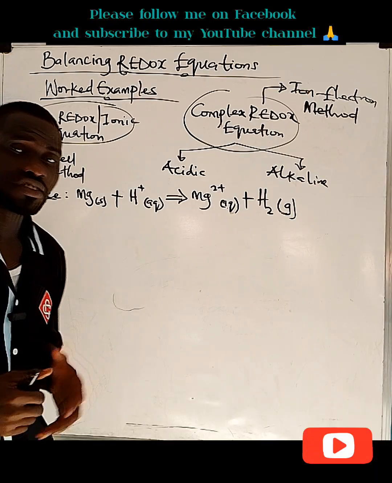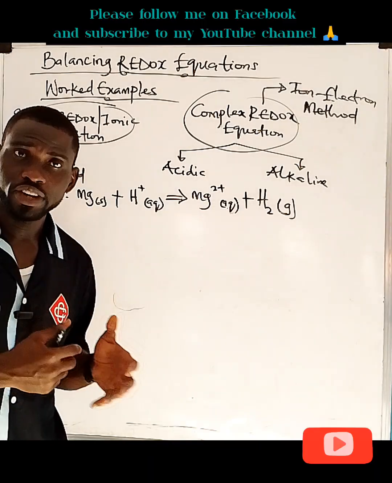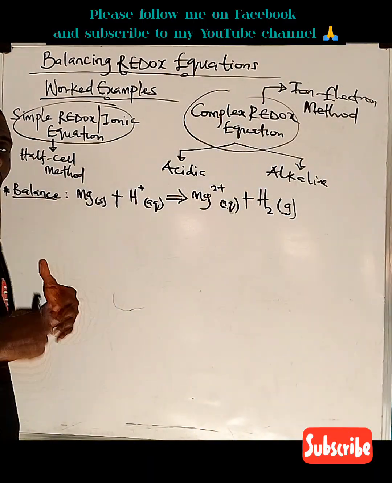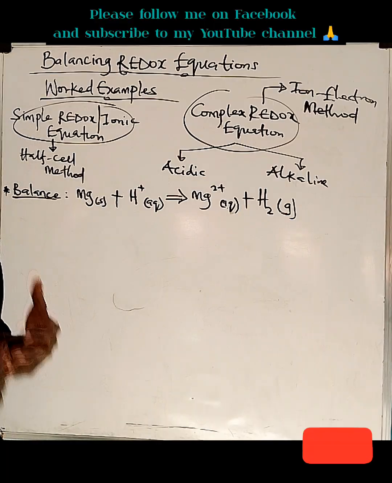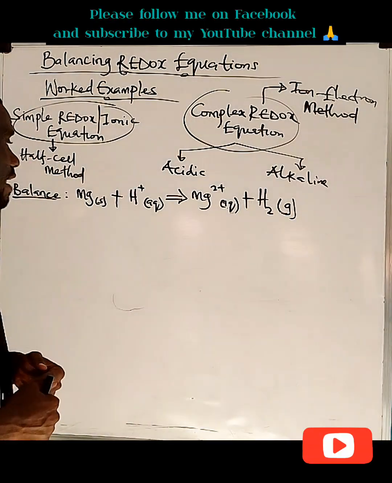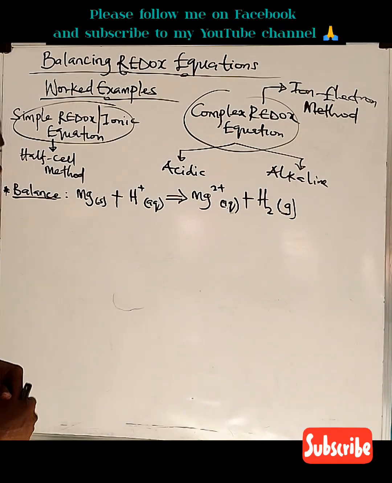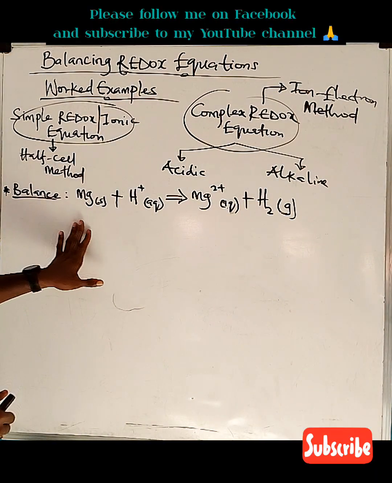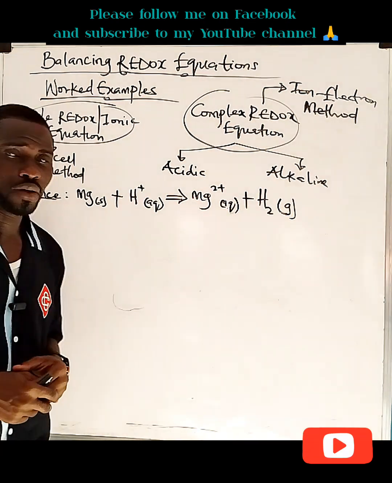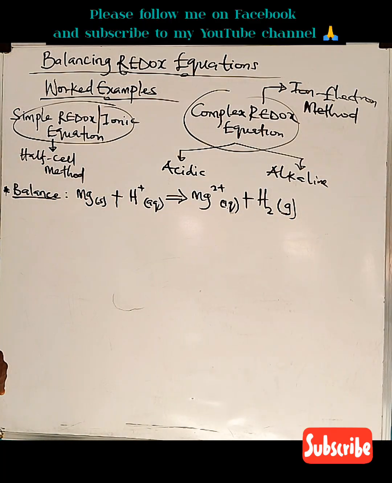Now, don't forget, in our previous lesson, we said one of the ways we get to know if we have a redox or not is simply this. For a redox equation, for an oxidation reaction, there is an increment in oxidation number, and for reduction, there is a reduction in oxidation number also. So that's the format we're going to be using. And don't forget, we're working on simple redox equations this time around. We're not talking about complex. The complex we discuss in the next couple of lessons.